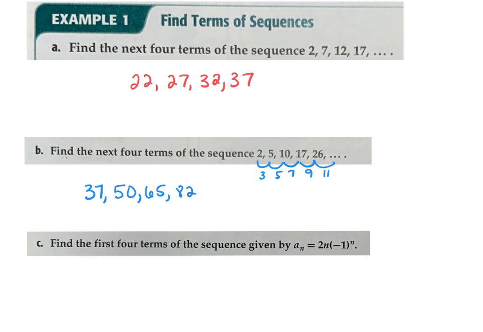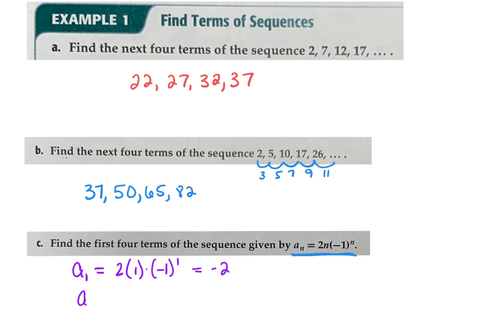Next one. Find the first 4 terms of the sequence given by a sub n equals 2n times negative 1 to the n. All right, if they want the first 4 terms, and the first term is a sub 1, and they have given it this way, then we would just plug in a 1. So if I wanted to find the first term here, the first term would be plugging a 1 in. 2 times 1 times negative 1 to the first power, all right? So my first term here would be negative 2.